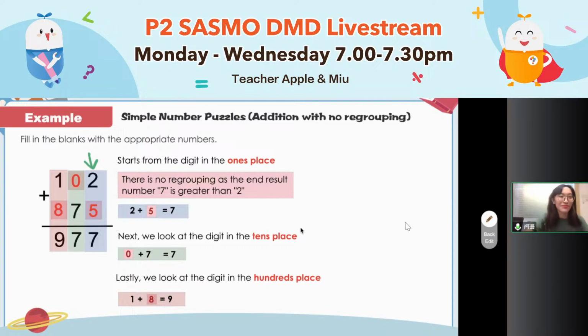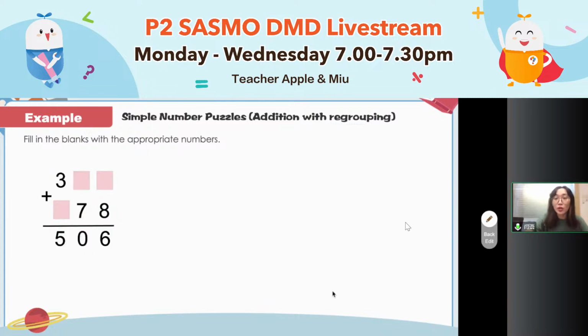Is it easy? Okay. So again, Teacher Apple wants to emphasize the tip here. When it comes to addition with no regrouping, we need to start from the ones place. You need to observe the numbers. If the final answer is a bigger number in addition, then actually there is no regrouping. Okay, this is the first one.